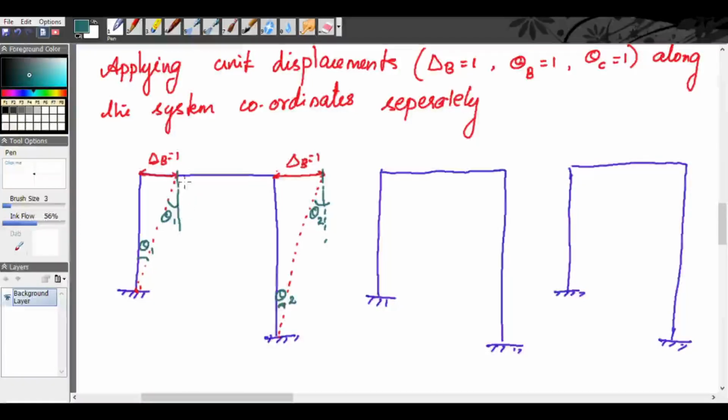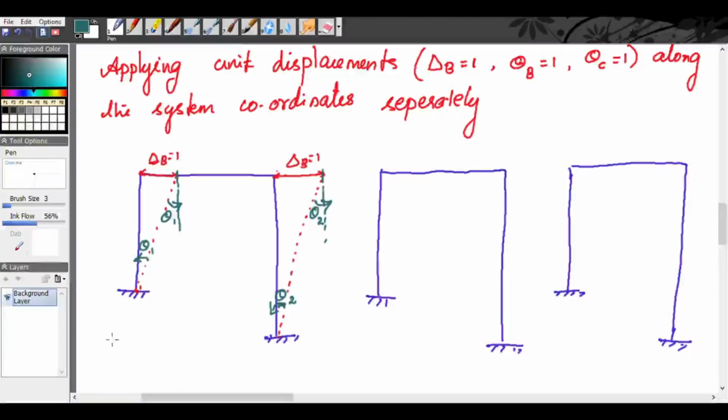See here, this is from the column. Your column is displacing like this. So from the column, your rotation is anti-clockwise. Here from the column, your rotation is anti-clockwise. So the direction is very important. Here from the column, your rotation is anti-clockwise, and here also. So everywhere it is anti-clockwise. Okay. So now, what is theta 1?